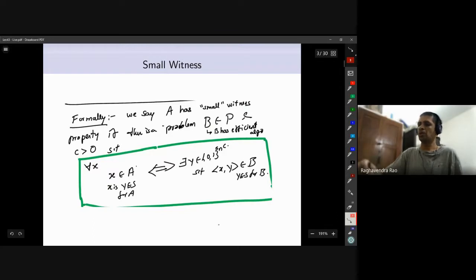So you concatenate the string x along with y, probably with some delimiter, and we should be getting a string in B. This is an if and only if characterization. That is, if x is not in A, there should be no such y. So for every y of length at most n to the c, xy should not be in B.